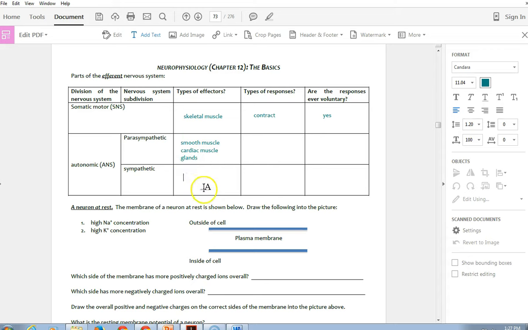And we're going to put here, there are two different divisions. So parasympathetic, these things are responding. Sympathetic is all of the above, plus we're going to add in adipose tissue or fat tissue. Okay. So in general, we're going to call the parasympathetic the rest and digest system, while the sympathetic division is going to be the fight or flight division. Okay. What does that mean?